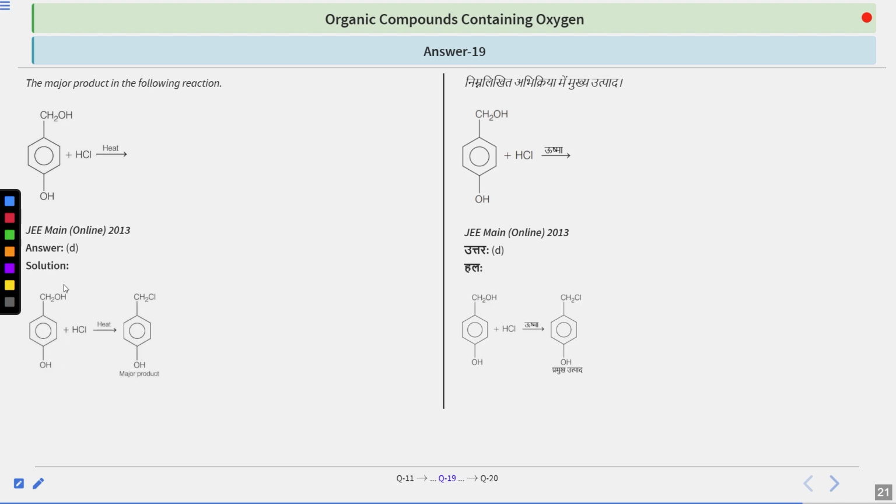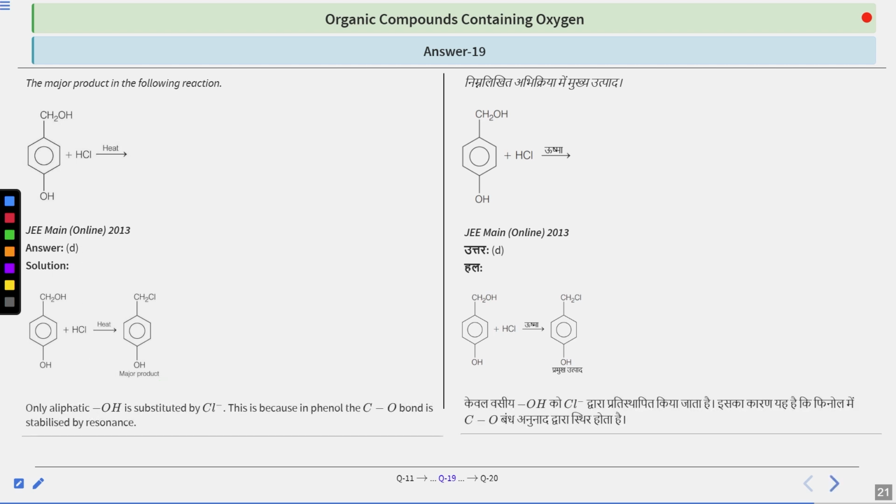So this is our reactant. We react it with HCl and heat it. We will get the major product as the benzene ring having CH2Cl and OH at the para positions. So OH is the same as in the reactant at the para position, and the CH2OH at the para position is converted to CH2Cl. We eliminate the hydroxyl group attached to the CH2, right? Only the aliphatic hydroxyl. Aliphatic hydroxyl means the hydroxyl group attached to the aliphatic chain, that is CH2, is substituted by the chlorine.